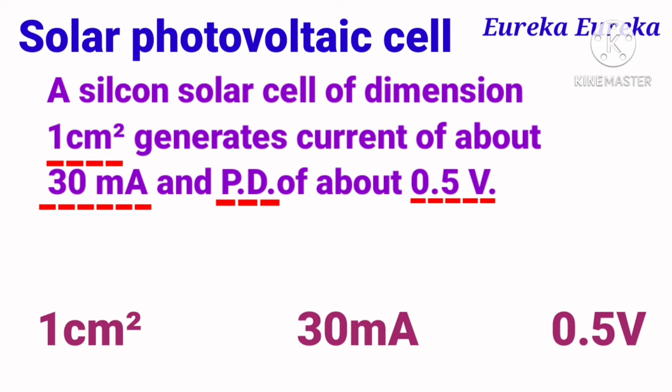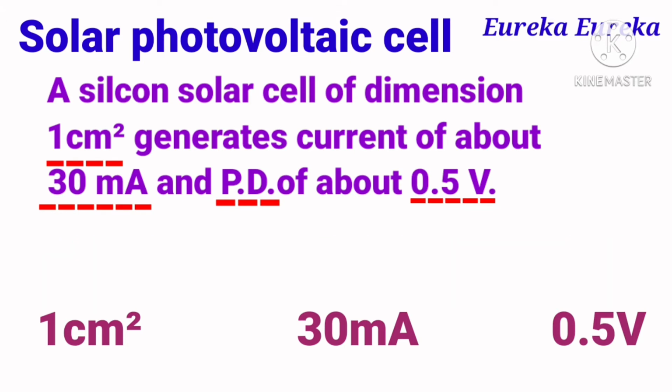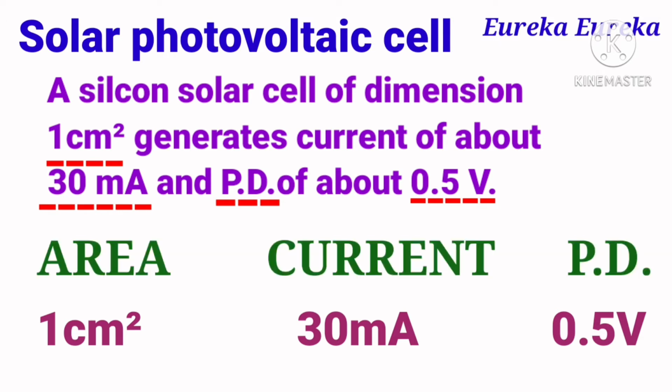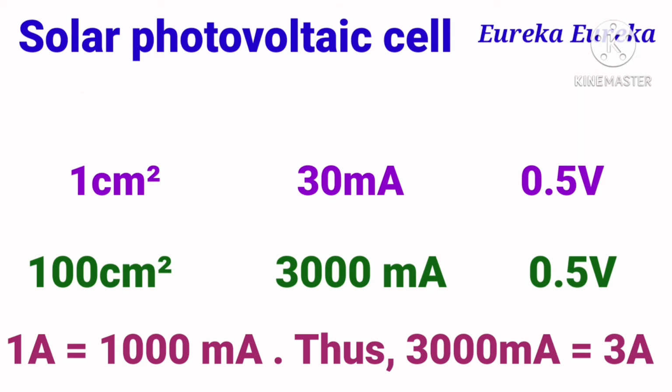These are the focusing words in this statement, and here the area of this cell, if it is 1 square centimeter, then the current which is generated, it is 30 milliampere and the potential difference, it is 0.5 volts. Now that we have written it in this manner, म्हणजे अशा पद्धतीने आपण हे लिहिल्यानंतर आपण युनिटरी मेथड यूज करूयात.